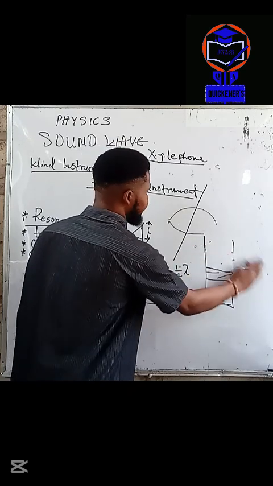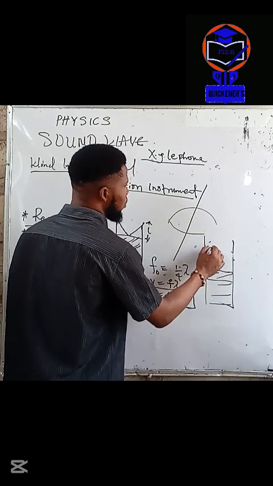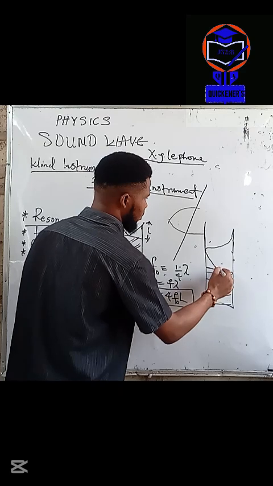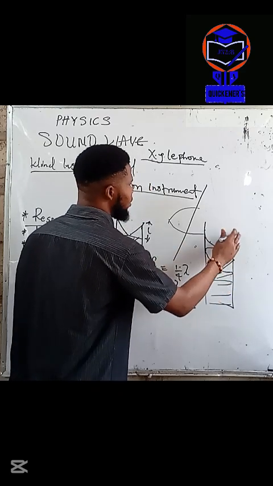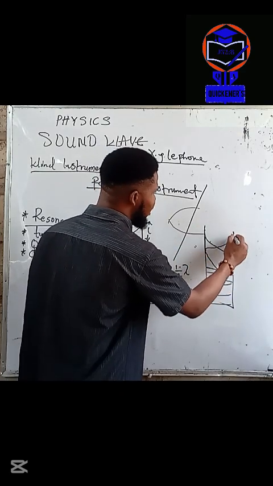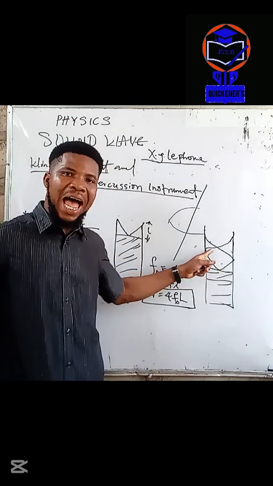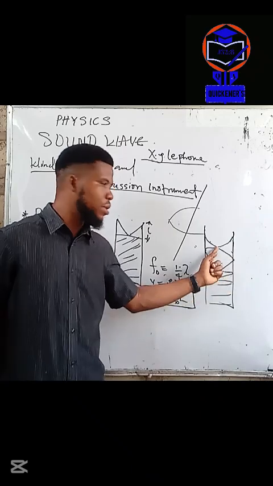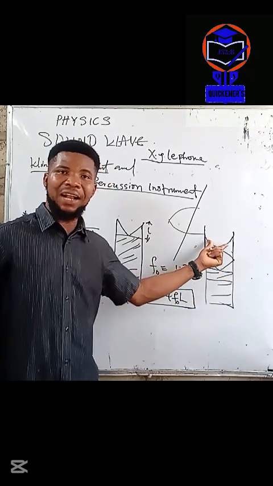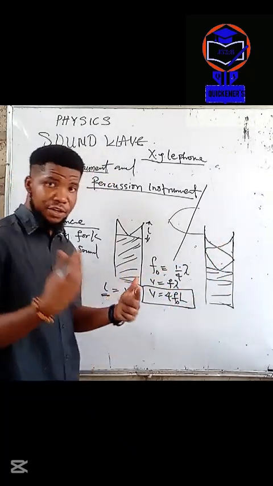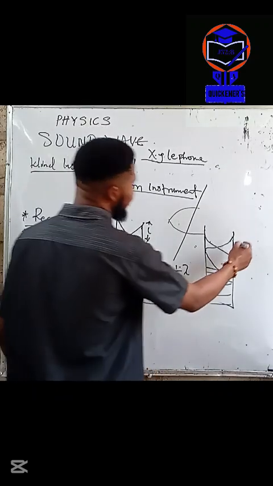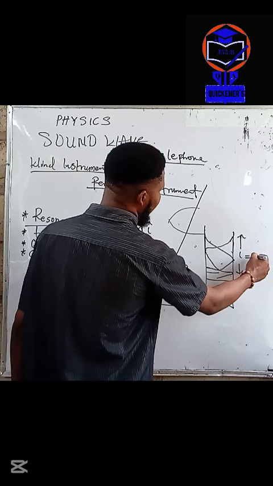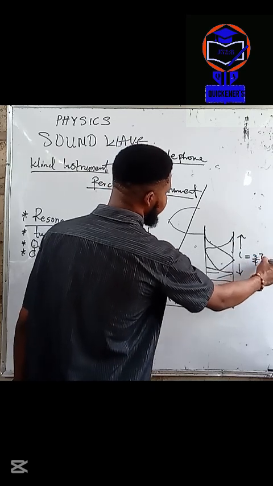Let's go this way, on this way, on that way. Can you see that? This is when the next note will be heard, when the air column vibrates in this format. Now this is a complete half. Can you see? That's a complete half, and this is another quarter. So what you see is 3/4. So the length of this air column is equal to 3/4 of the wavelength.